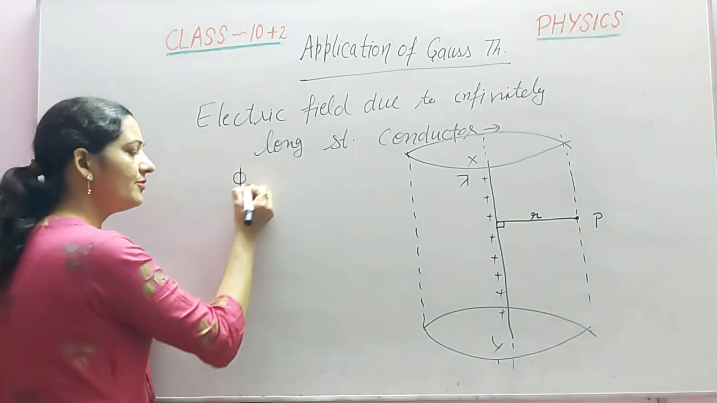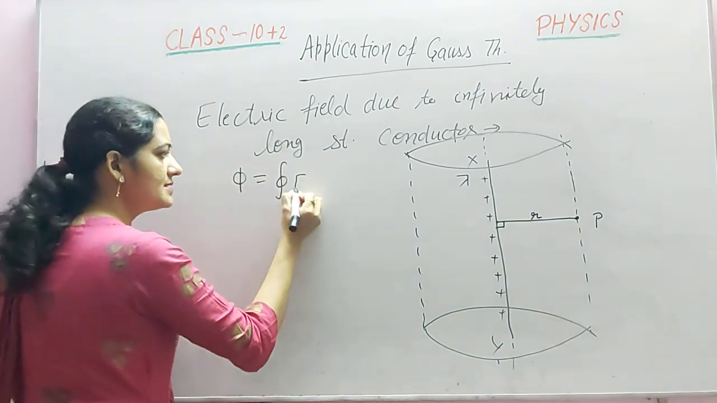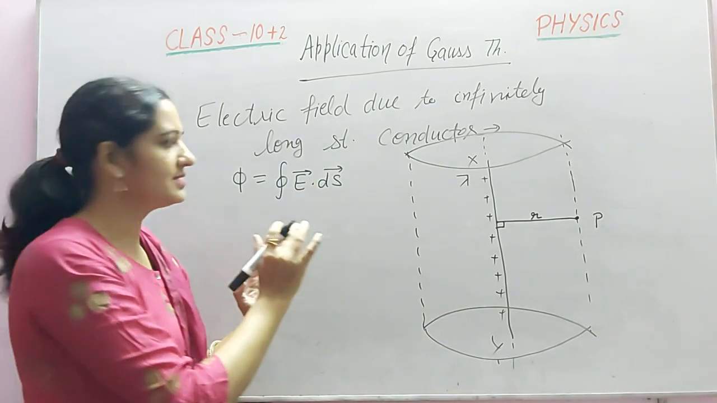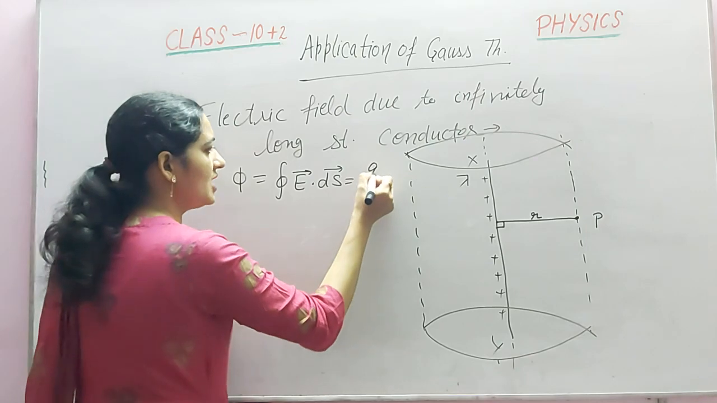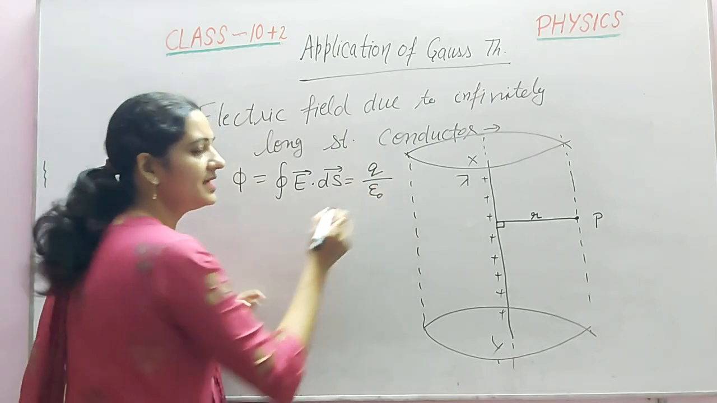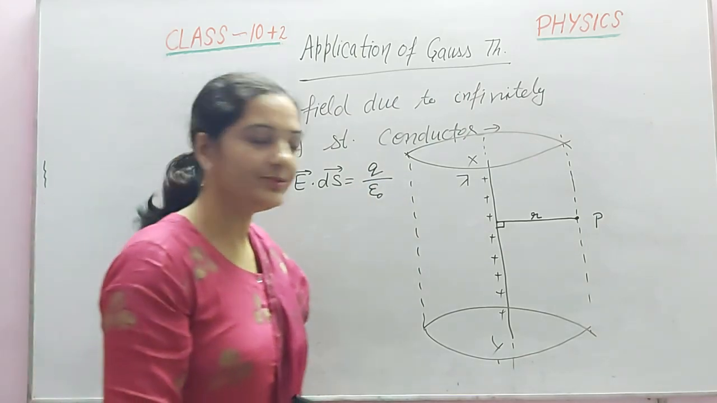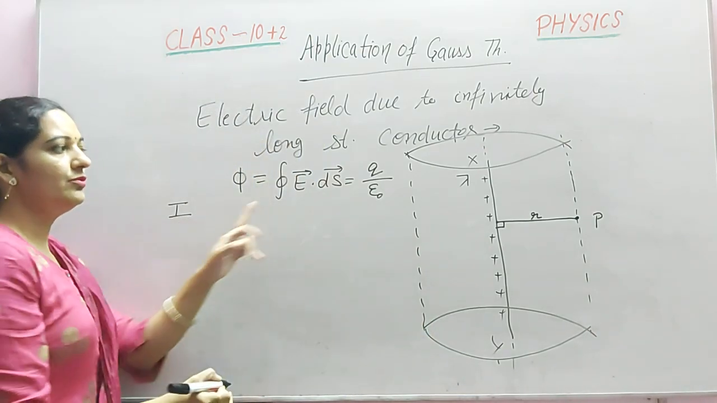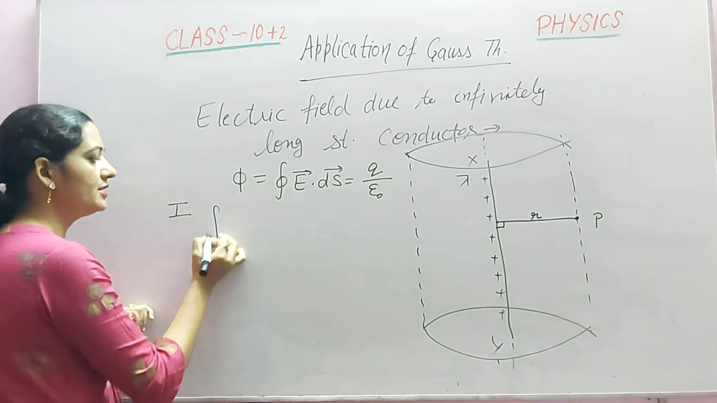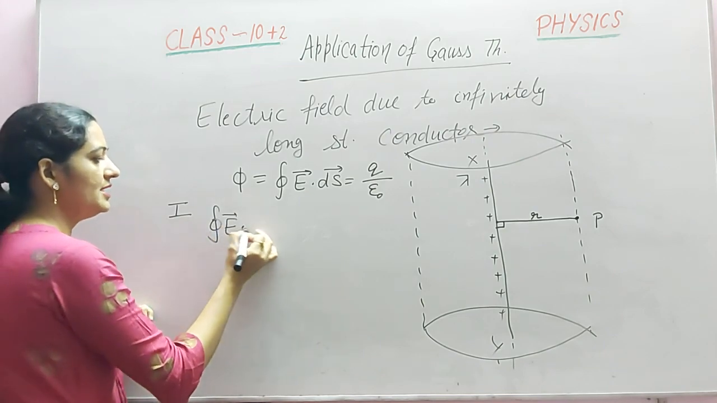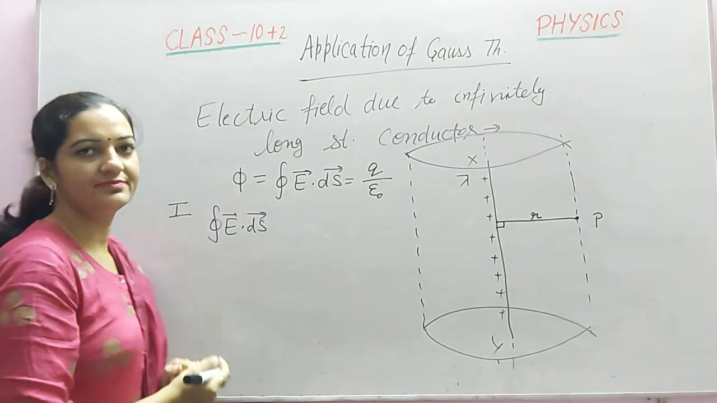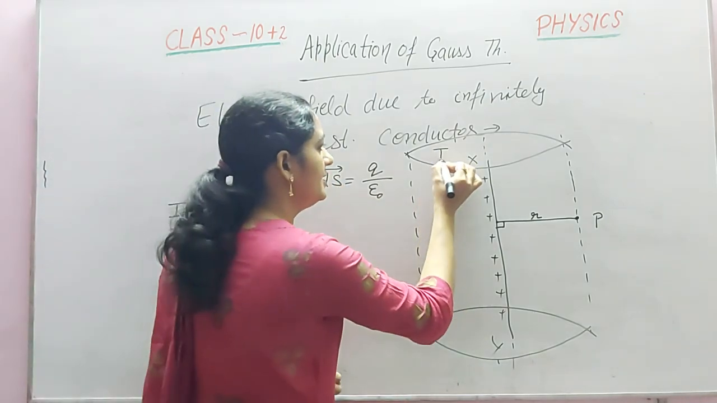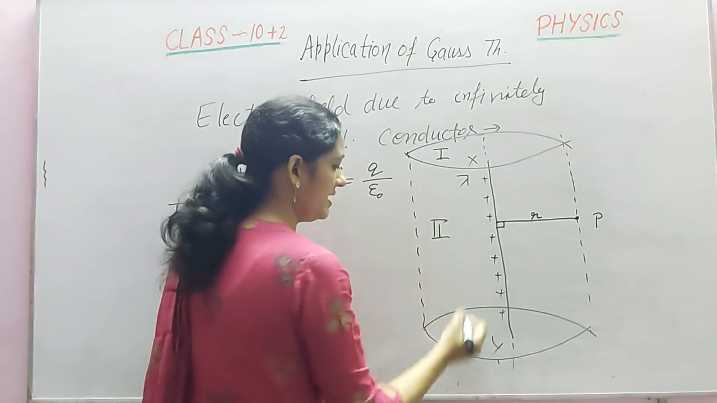According to Gauss theorem, phi is equal to the surface integral of electric field over the closed surface, which is equal to charge enclosed divided by epsilon naught. Is it clear to you? Now, first of all, in the first step, we will solve E dot ds. See here, we have 3 regions, number 1, number 2, and number 3.